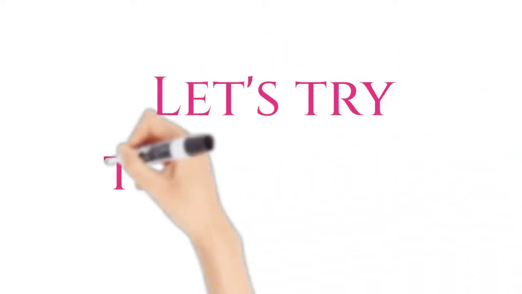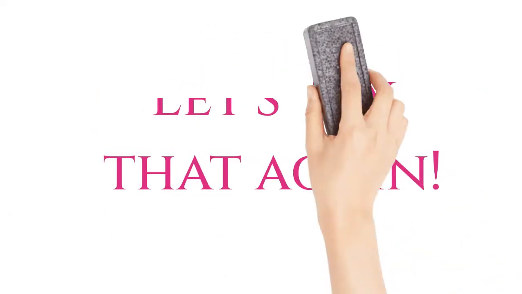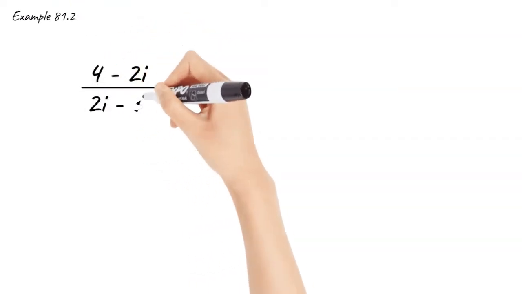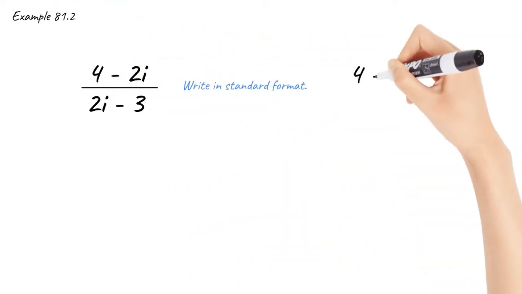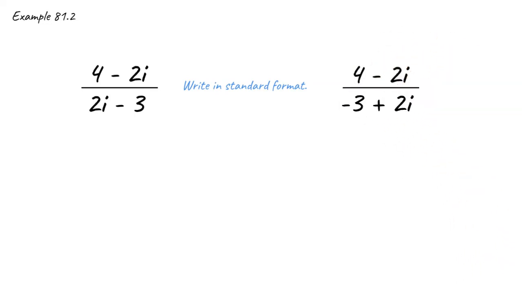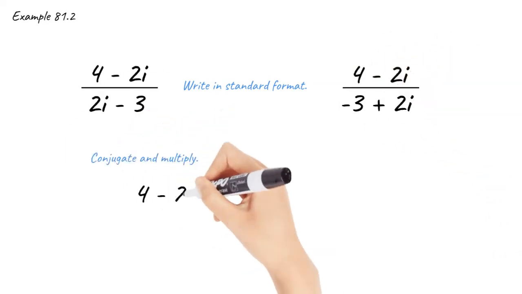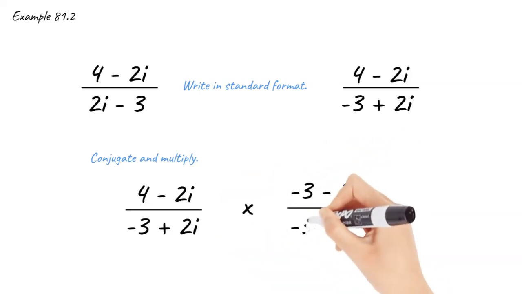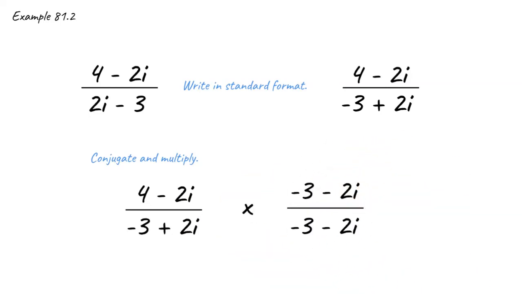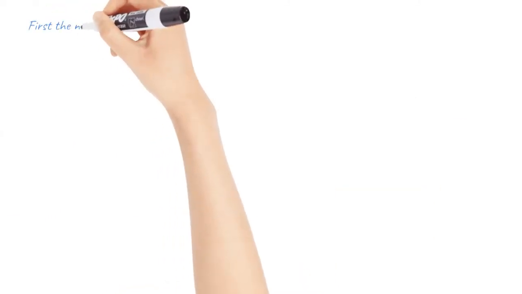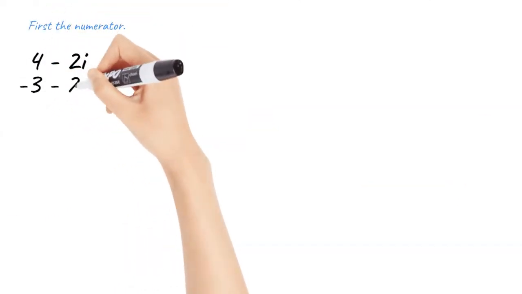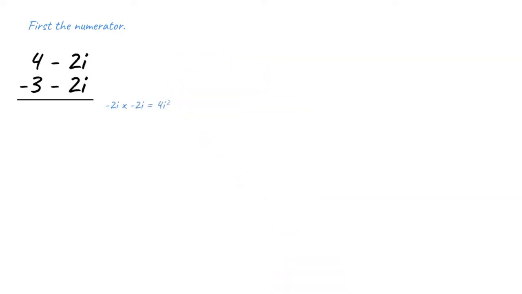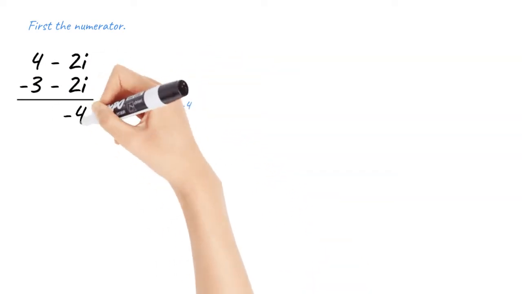Let's try that again. Let's start by rewriting the problem in standard format. Then we can conjugate the denominator and multiply. First, we multiply the numerator, writing like terms over each other. Remember that i squared is -1.